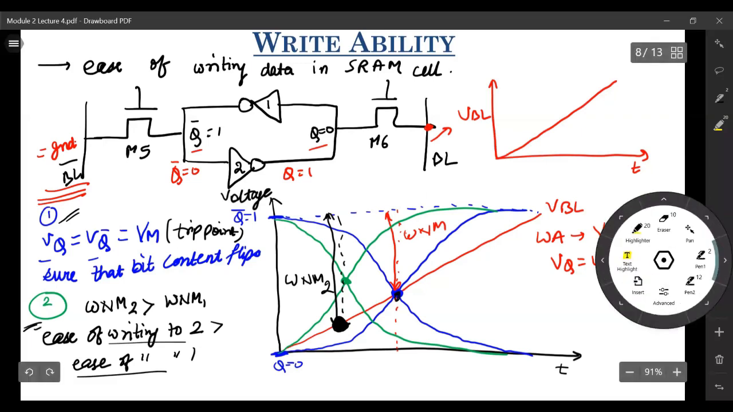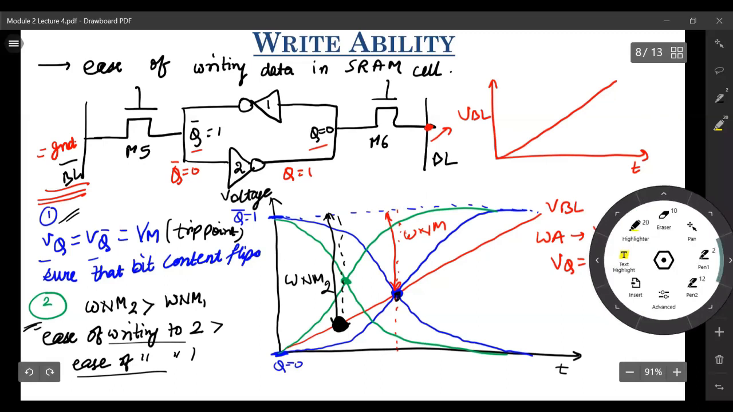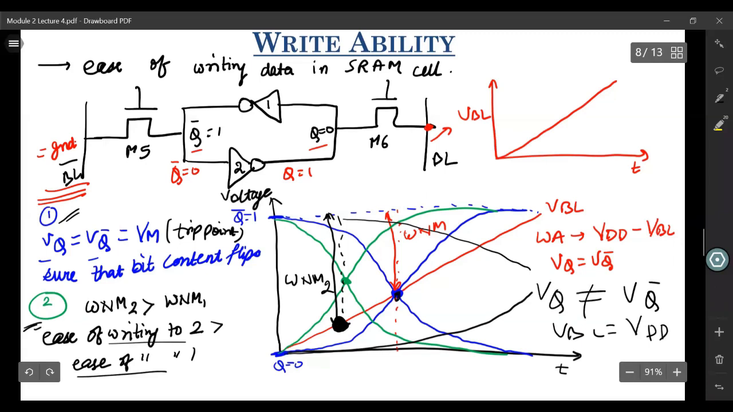You can also have some extreme cases, where you'll have this Q bar going like this, and this Q going like this. So even when your VBL reaches VDD, Q and Q bar don't intersect. We never have VQ equals VQ bar, even when VBL reaches VDD. For those cells, we say there is a write failure, so we won't be able to write to those SRAM cells. This is how we define writability. There are other ways of defining write noise margin as well, but nowadays this is the most commonly used method.